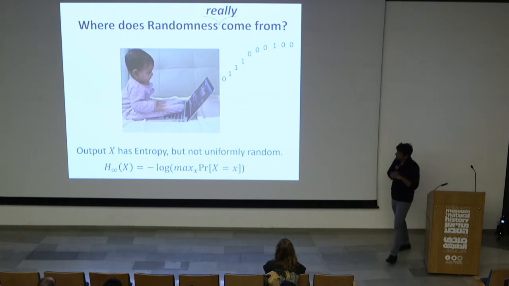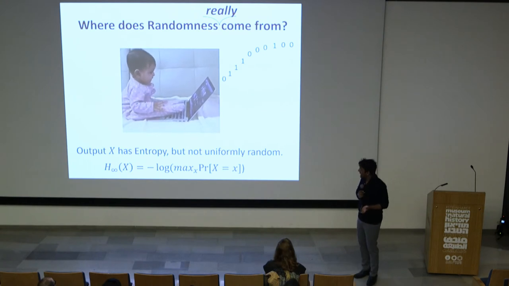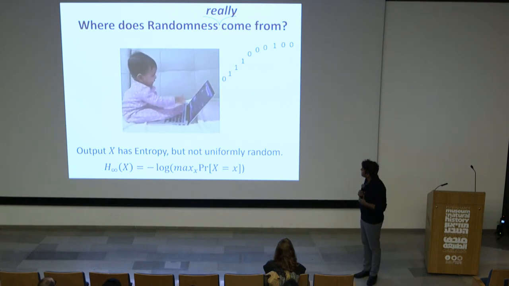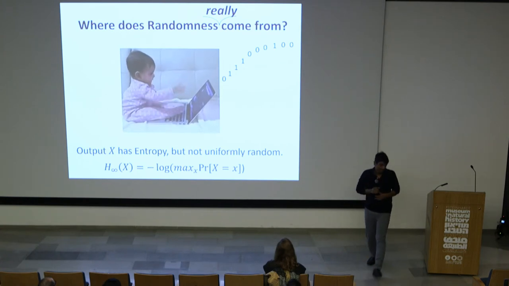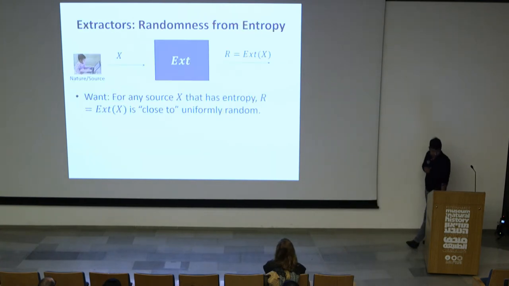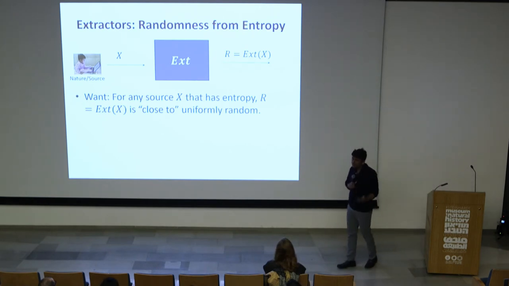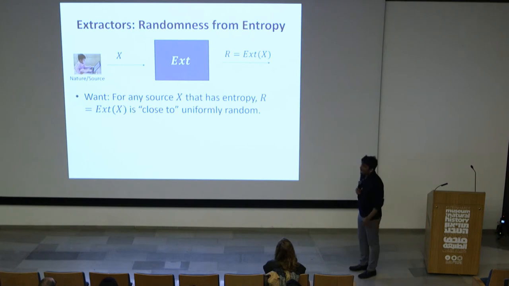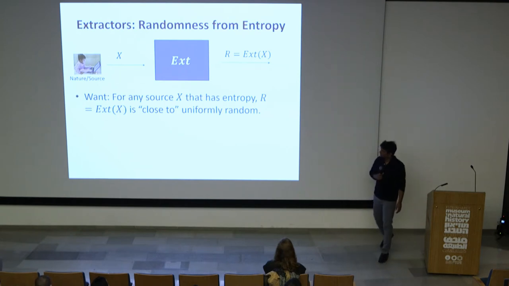The thing about all these sources is that for the output sequence of bits it generates, you can assume that it has some entropy, but as you can see, it's clearly not random. So again, this is a problem that we've been thinking about for a long time in the TOC community. How do you extract randomness from a source that only has entropy? And entropy for me will mean the standard notion of min-entropy at this point. I hope everyone's familiar with it.